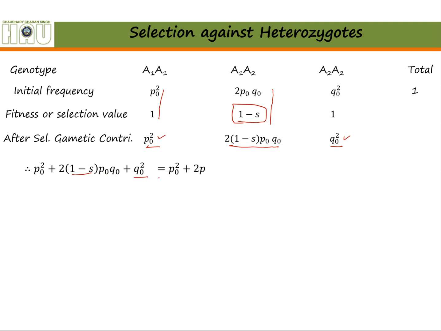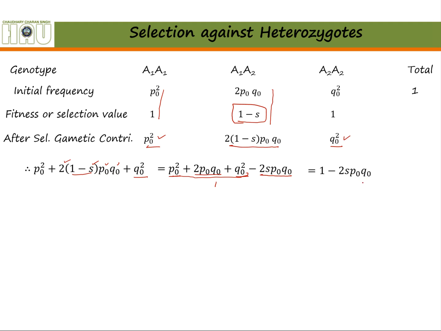So on simplification, you will get P0 square plus 2P0Q0 plus Q0 square minus 2S P0Q0. So minus 2S P0Q0. Now this part is equal to 1. So it becomes 1 minus 2S P0Q0.